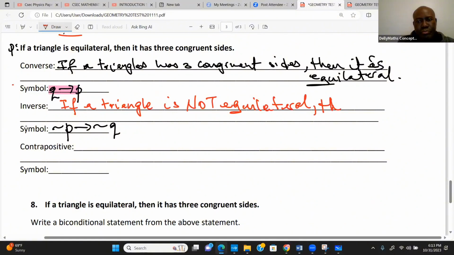Then it does not have 3 congruent sides. So if a triangle is not equilateral, then it does not have 3 congruent sides. So we're negating the idea. The contrapositive, you switch and then you negate.